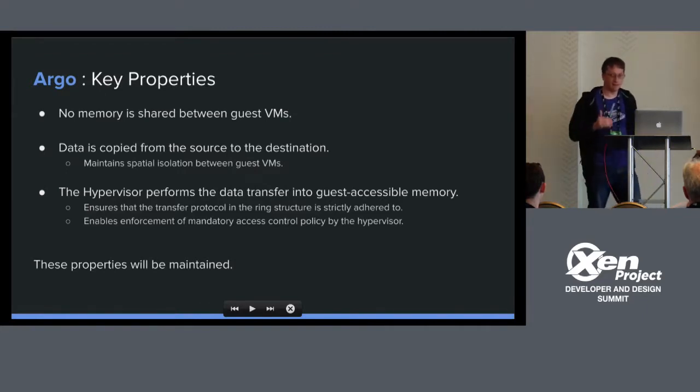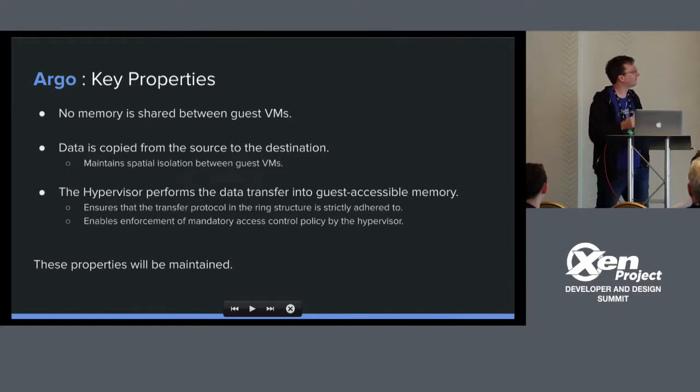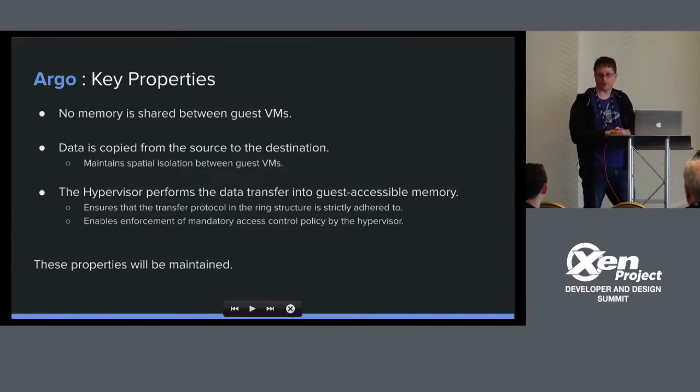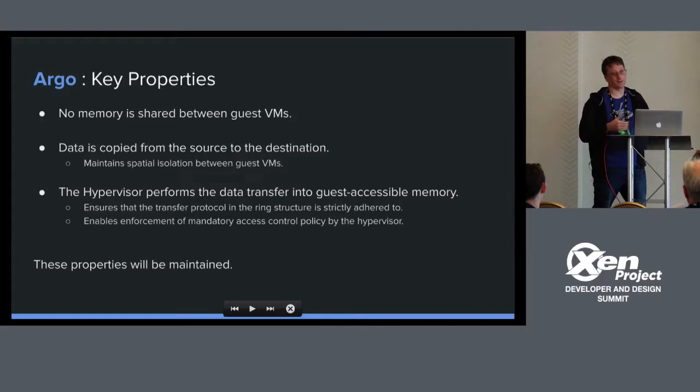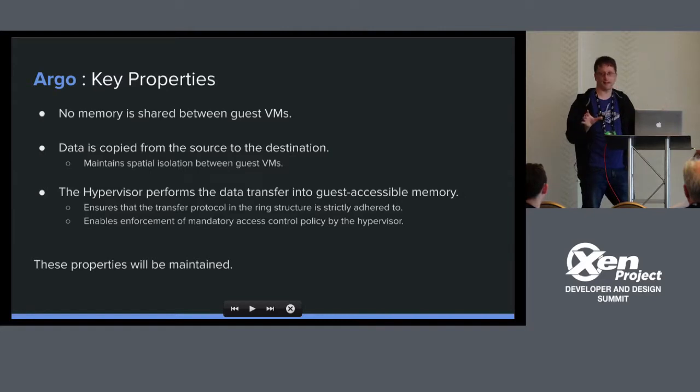So the key properties for Argo, and these are so important that's why we have persisted in attempting to get this technology accepted into Xen, because nothing else will do. These are properties that will continue to be maintained in future iterations of Argo. So there's no memory shared between guest VMs that are communicating, right? It really is the hypervisor that performs the data transfer between your 2 communicating endpoints.